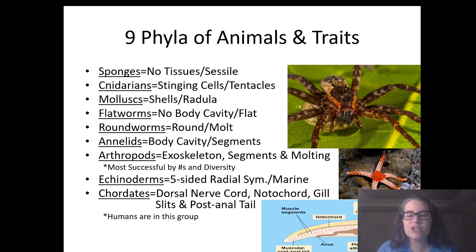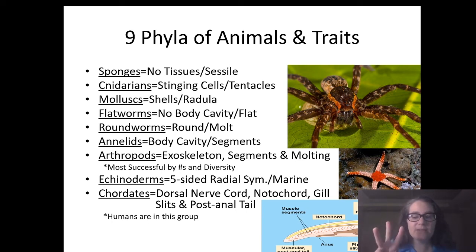These have no true tissues, so just cells filtering water typically, and they are sessile. Cnidarians are corals and jellyfish, include a lot of things in that group with stinging cells and tentacles and things like that, so they are known for that. Mollusks are often containing a shell of some sort or a radula, mantle secreted sort of radula. And that's a tongue-like structure in some of them that allows them to lap up different things. Sometimes the shells can be reduced in certain kinds of squid, and in some groups even disappear altogether. But a lot of them, like your clam species and things like that, will have those shells.